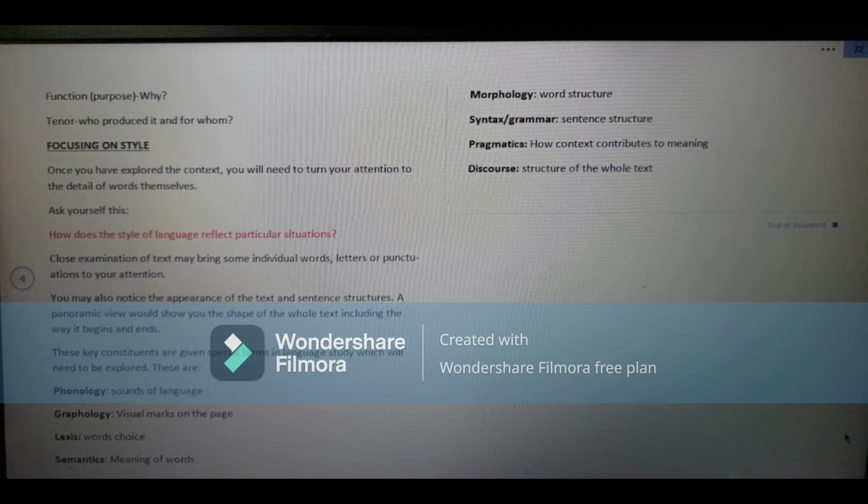Another thing that you have to look at is characteristics of speech and writing, that is, spoken and written discourse. So the features of spoken discourse and the features of written discourse, and how do they differ and where do you have the overlaps?